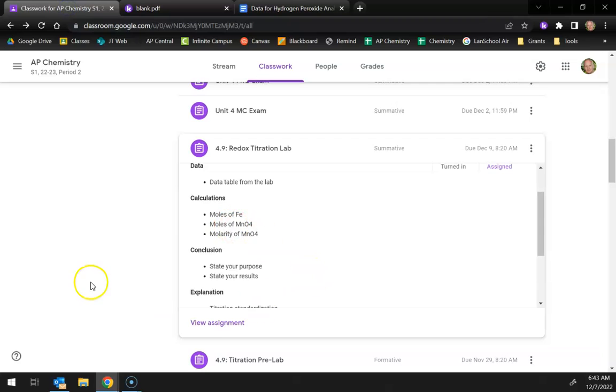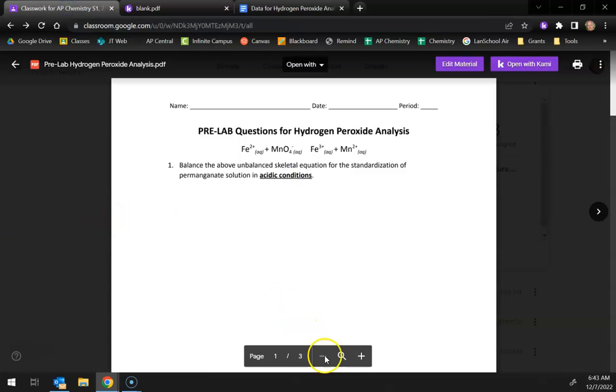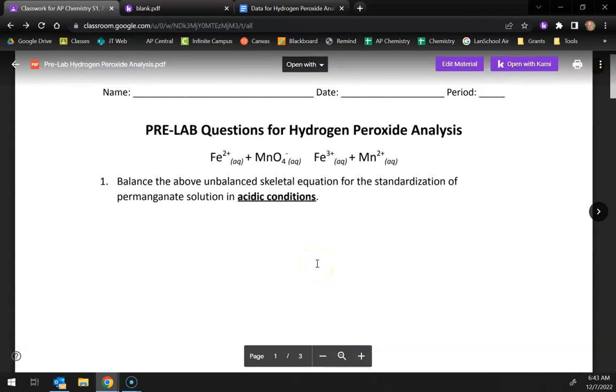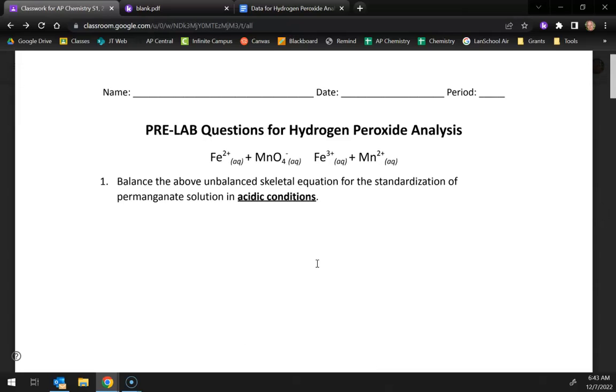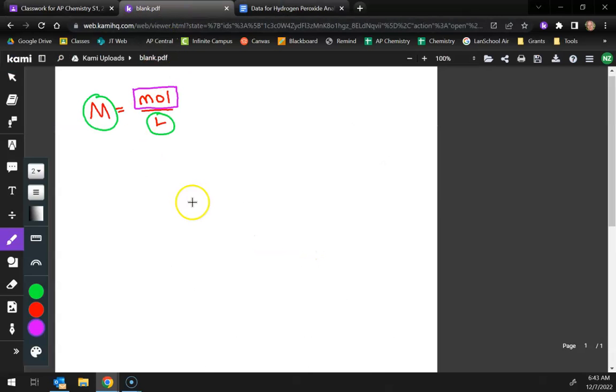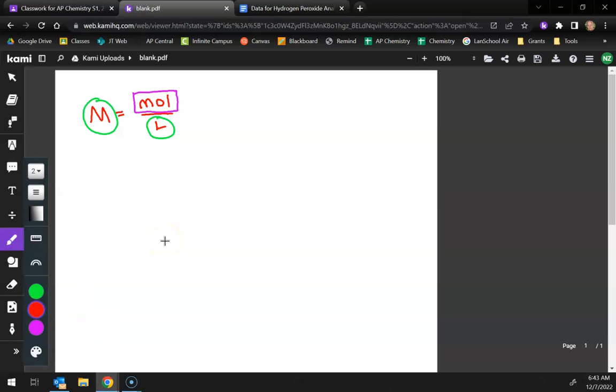To find the moles, we have our moles of iron, and if you go back to the pre-lab, the very first question asks you to balance the unbalanced skeletal equation for the standardization of the permanganate solution. You need to split this into 2 half reactions and balance it under acidic conditions. When you're done, you'll have a complete balanced equation for what we did in the lab. You should have already done this, but you need to type that out in the lab. Once you have that equation, you're going to go from moles of iron to moles of your permanganate using your balanced equation. Look at your notes if you need to for what we did to go from moles of one thing to moles of another using our redox titration.